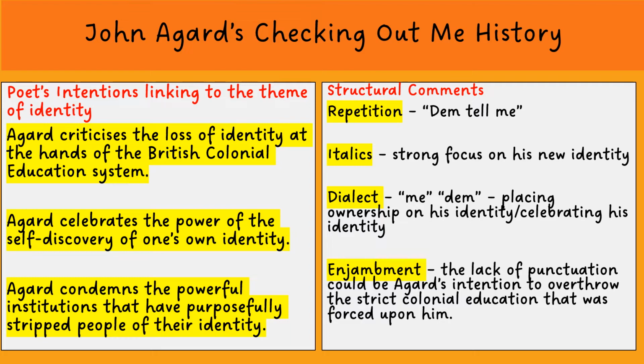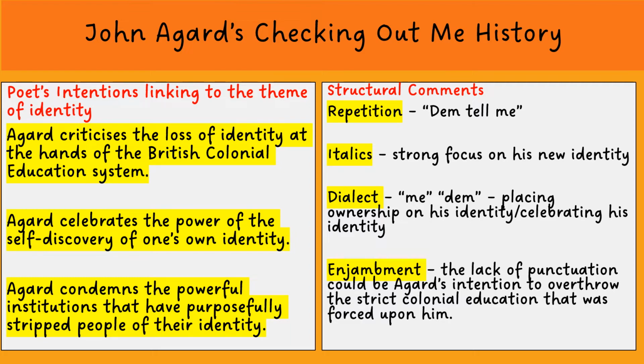Obviously, it's really useful to make some structural comments when you're analysing poetry, and there are quite a few here. You're not going to be expected to remember four structural devices for every poem in the anthology, but these are just there for you to decide which ones are most useful. So you've got the repetition of "dem, tell me", okay? That idea that Agard is reinforcing the oppression that those faced in Guyana and countries like Guyana.